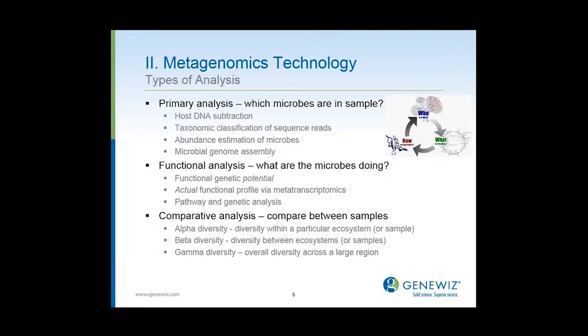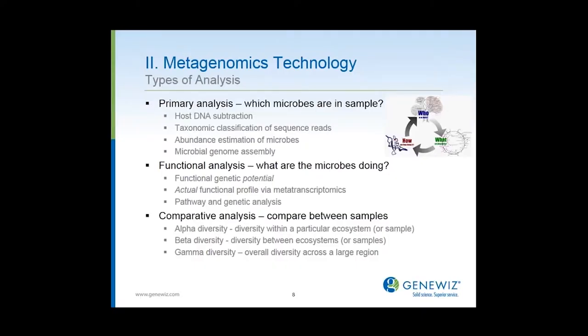What are the types of analysis or goals we have in metagenomics? The first primary analysis is simply what microbes are present in the sample. To do that, you have to first subtract any host DNA. Next, you classify each sequence read into its taxonomy node. Then you estimate abundance, and you can also do microbial genome assembly.